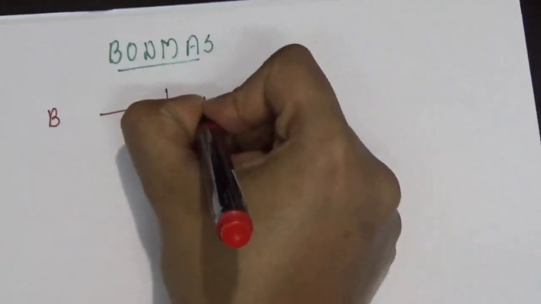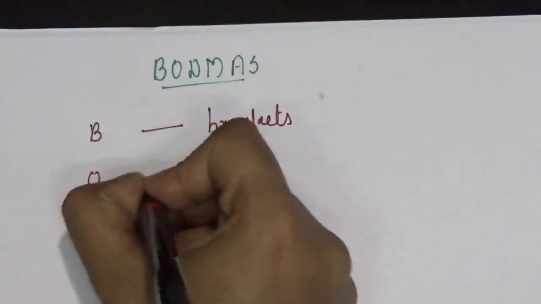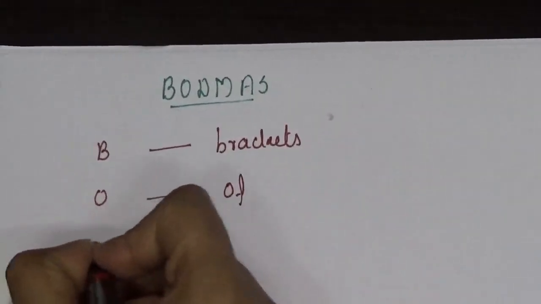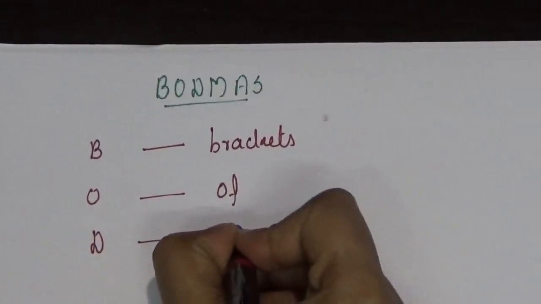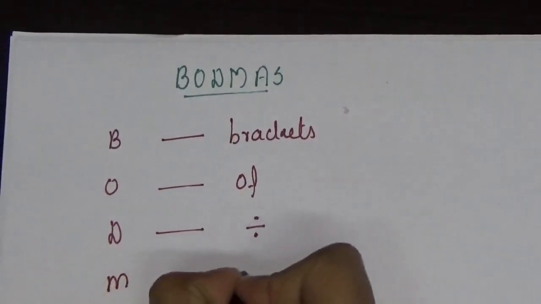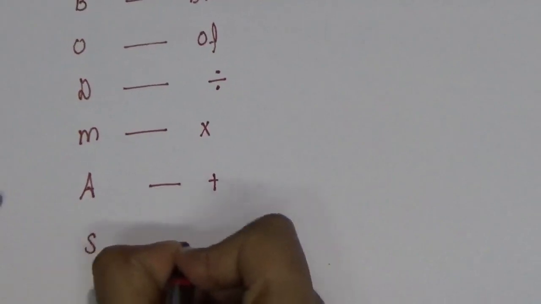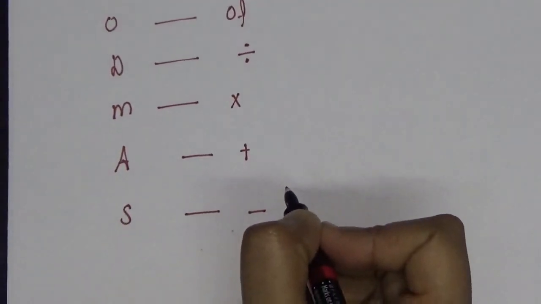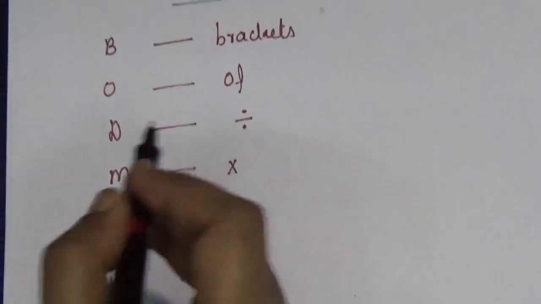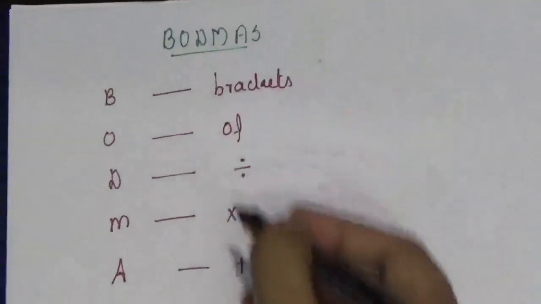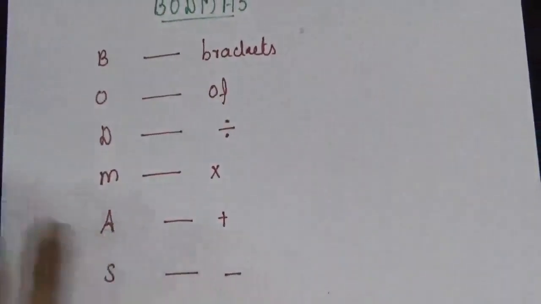BODMAS. To do the simplification, we should always carry out the operations in the order of each letter of the word BODMAS. B for brackets, O for of, D for division, M for multiplication, A for addition, and S for subtraction. So always, to do the simplification, we carry out the operations in the order of each letter of the word BODMAS.